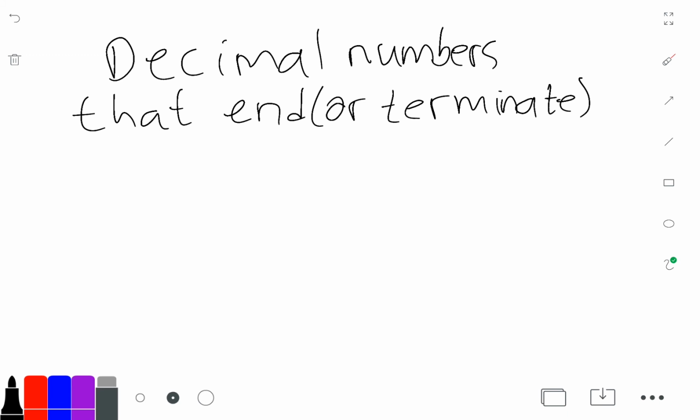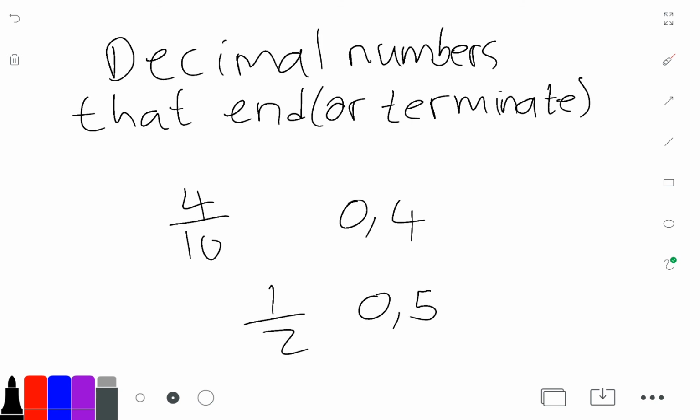Decimal numbers that end or terminate. For example, the fraction 4 over 10 can be written as 0,4, or 1 over 2 can be written as 0,5. These are decimal numbers that end. As you can see, 0,4, that's where it ends, or 0,5, and that's where it ends. In a future video, we will learn how to convert these decimal numbers to fractions and vice versa.